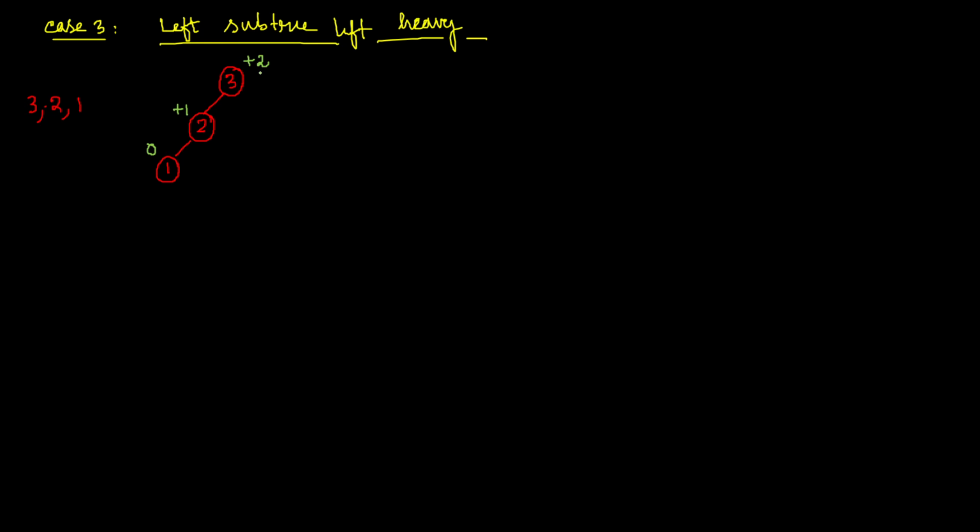Now on this side you see which part is unbalanced? The left subtree is unbalanced. The node is actually unbalanced because of the left subtree, right? And which side of the left subtree is heavy? You see, the left side of the left subtree is heavy. The left child is heavy. The left child is nothing but the root of the left subtree. So you can say the left subtree is left heavy, right?